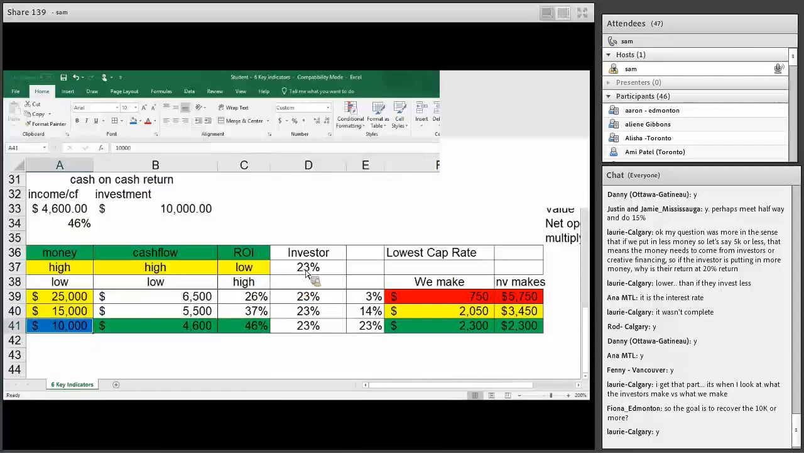Does that answer your question about the investor? Right? Really, it's up to us what the investor is going to get. Just up to us. But the higher we can offer as a return, the more people are going to want to invest with us. Does that make sense?